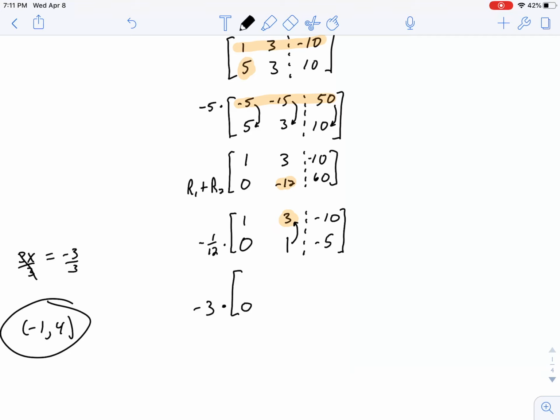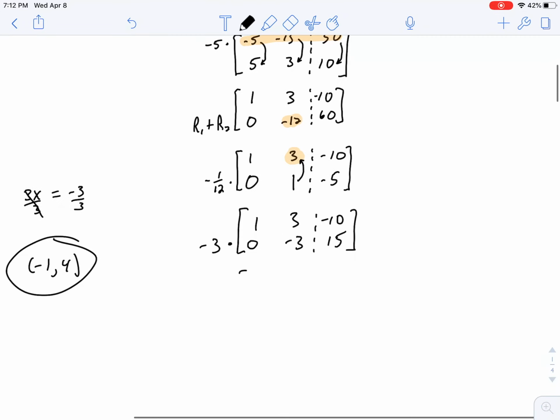Negative 3 times 0 is 0. Negative 3 times 1 is negative 3. Negative 3 times negative 5 is 15. Let me just copy this down. And so for the next step, I'm going to take row 2 and add it upwards to row 1.